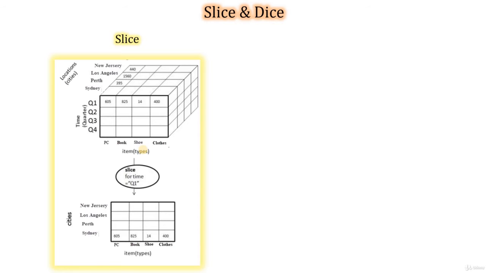Okay, so I'm going to talk about only the slice. In this slice, the dimension time is sliced with Q1 as the filter. As you can see here, you're taking out only the Q1 data, and you're populating another table or another data set where you're capturing only for the city called Sydney.